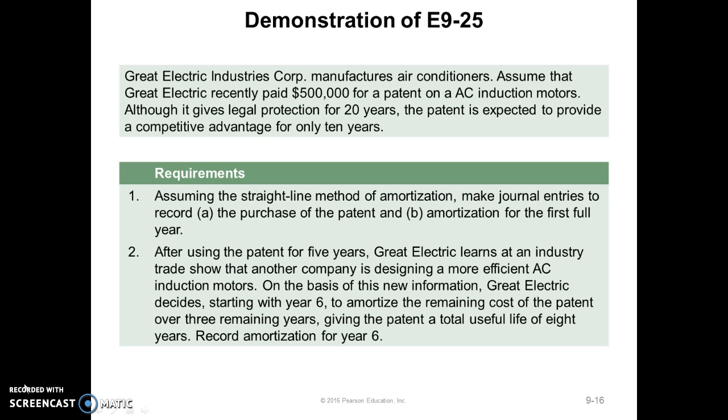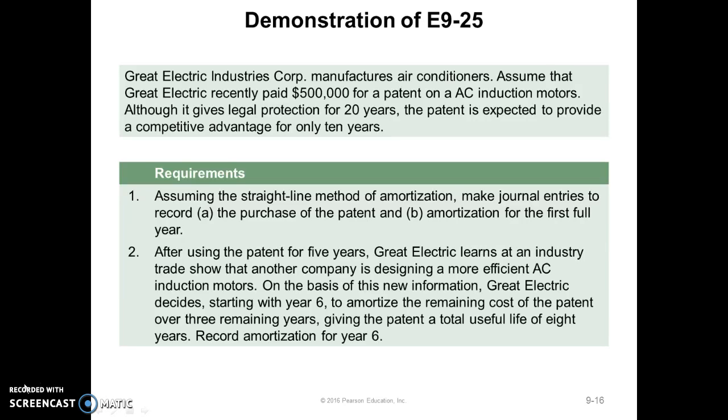So we have now another problem. We have a Great Electric Industries Corp. They manufacture air conditioners. Assume that we paid $500,000 for a patent. Hopefully everyone knows what a patent is. It gives them legal protection for 20 years. The patent is expected to provide a competitive advantage for only 10 years.